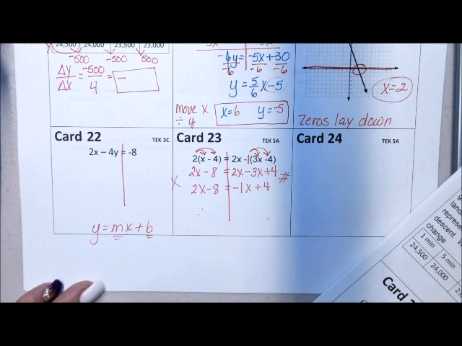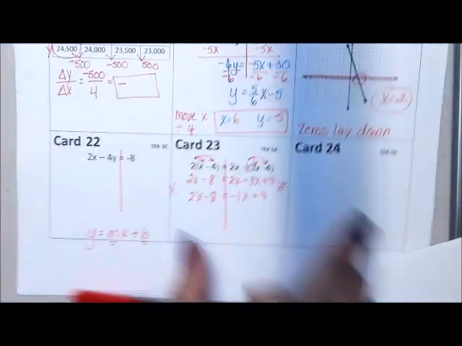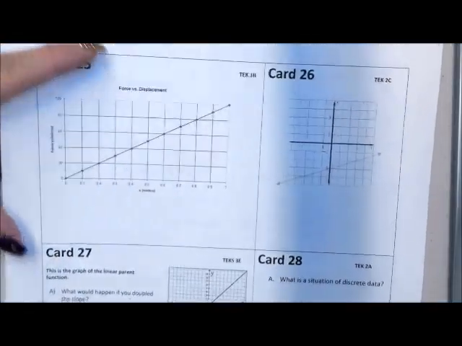In one basketball season, Lisa made twice the difference of the number of baskets Alyssa made. And you know what? We're not even going to do that one. Just put a big X on 24. Let's not do that one either. All right, there we go, 25. Your midterm doesn't have really hard ones on there like that. I don't think anyway. They're pretty straightforward.